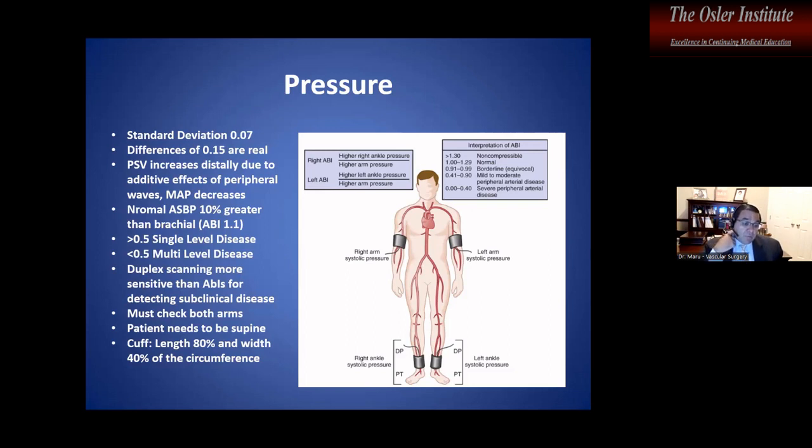Let's check both arms, supine, cuffs. There was one time there was a question about the wrong size cuff. And so you've got to just make sure that the cuff is the right size that you're using. The length 80% and width 40% of the circumference, okay? So just know that you should be careful with that.